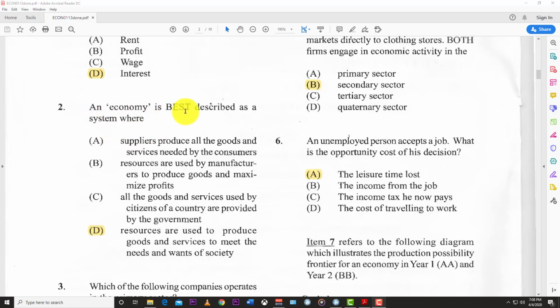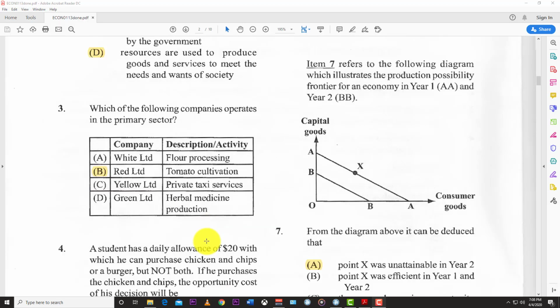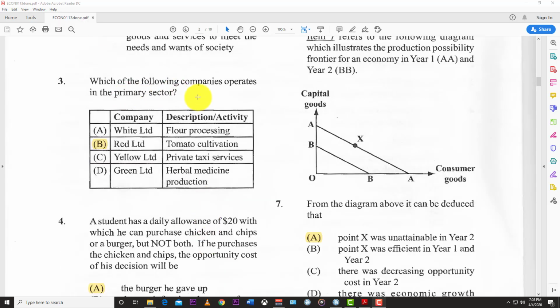Number 2, an economy is best described as a system where the resources are used to produce goods and services to meet the needs and wants of society. Question 3, which of the following companies operate in the primary sector? And the answer here is Red Limited, which is involved in tomato cultivation. So they are part of the primary industry, extractive industry. So that's B, Red Limited, tomato cultivation.